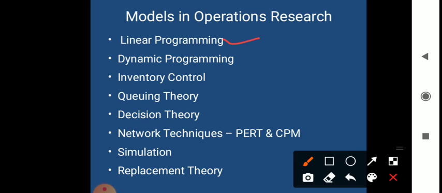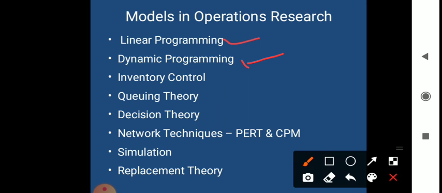Similarly, there's one more type of model called dynamic programming. So, what is dynamic programming? Dynamic programming has been applied in capital budgeting, especially selection of advertising media, and so on. Dynamic programming is also a type of model where the decision variables keep on changing repeatedly.